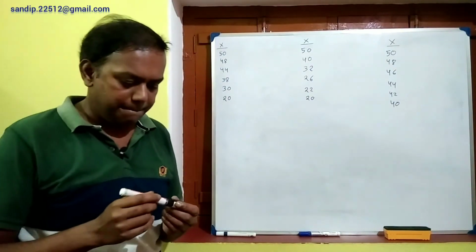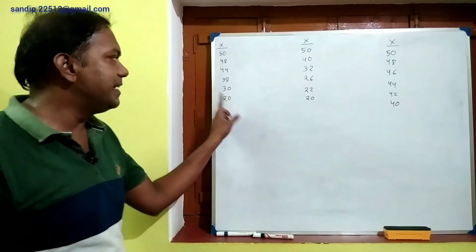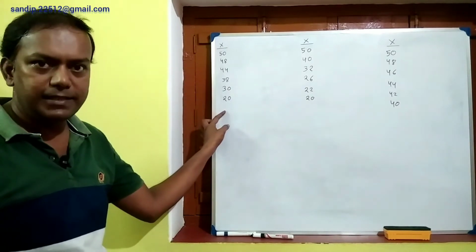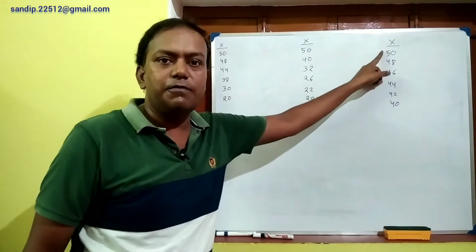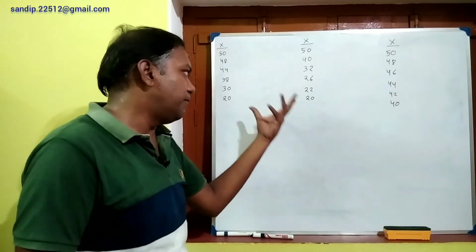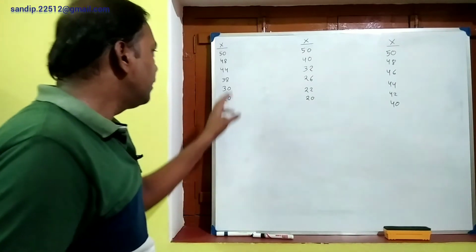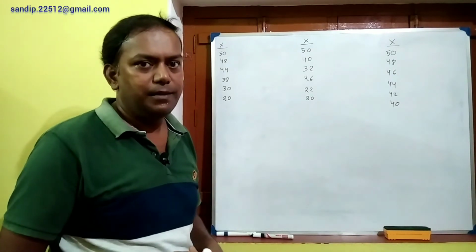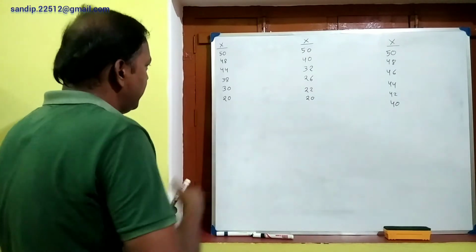Now students, what you can see from these values, here the value of X has continuously decreased. Here also the value of X has decreased. Here also the value of X has decreased. So the values of these 3 variables have decreased. But here the rate of decrease I have changed. Here the rate of decrease for each and every variable is different.